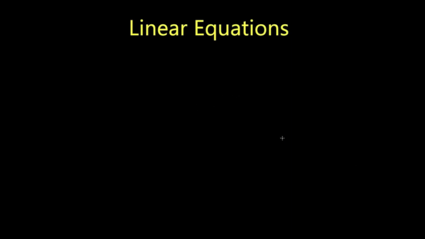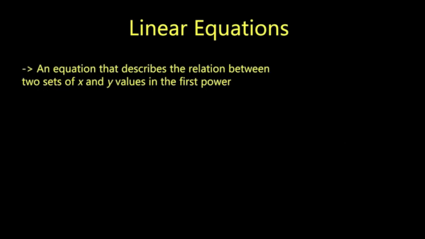So let me show you what exactly a linear equation is. It's an equation that describes the relation between two sets of x and y values in the first power. Now let's interpret what this means. If you have two sets of numbers, like a table of x and y values, like 1, 2 and 2, 4, all a linear equation does is tell you how these two are related.